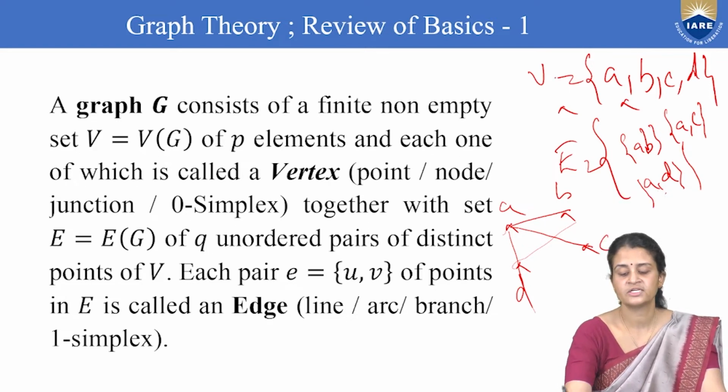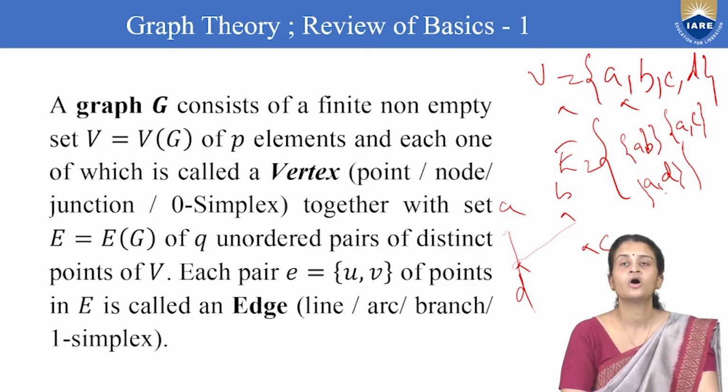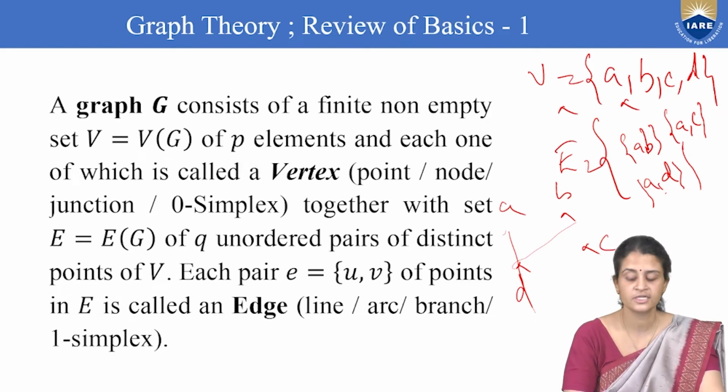So once again, what is the definition of a graph? A graph is a finite non-empty set V equal to V of G of P points, each one of which is called a vertex, together with a set E equal to E of G of Q unordered pairs of distinct points of V. These elements of E are called edges, and other names for edges are line, arc, branch, one simplex, etc. The points of V are mainly called vertices, but in some books you can see them called points, node, junction or zero simplex.